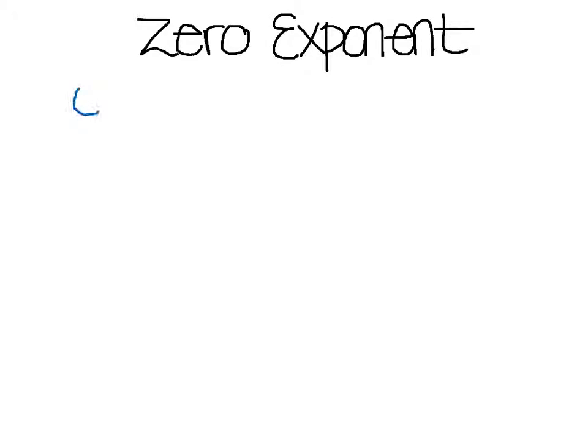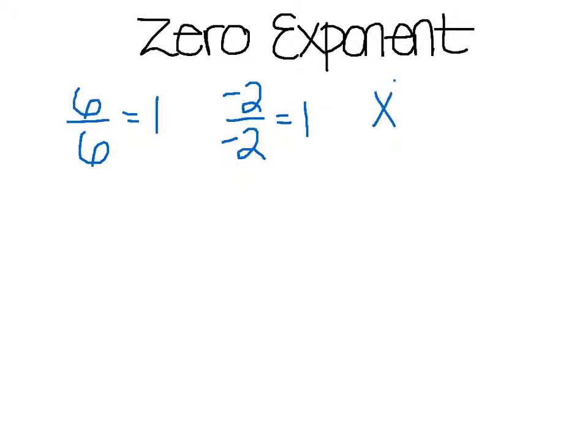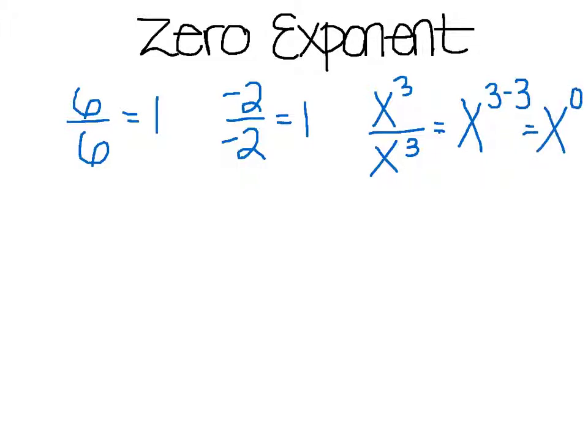For instance, what's 6 divided by 6? Hopefully you're thinking 1. What's negative 2 divided by negative 2? Hopefully again you're thinking of 1. Well, if we use the laws of exponents, what is x cubed divided by x cubed? So we just did a lesson on dividing exponents, and we kept the base and subtracted the exponents. Well, 3 minus 3 would be x to the 0th power.